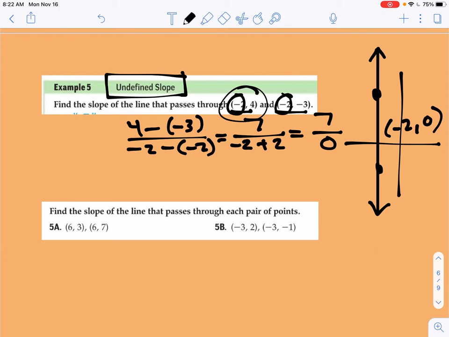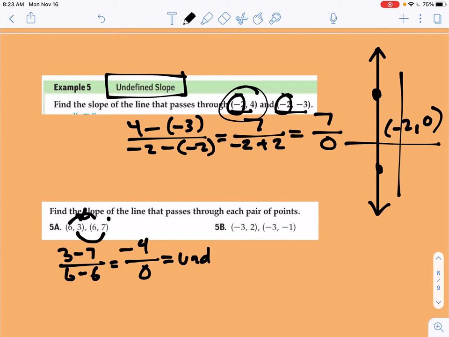For these examples that they give, they're both examples of undefined slopes and what they might look like. You always start with your y's. So let's start with 3, so we'll do 3 minus 7. I'm just doing this minus that. Then I'm going to do my x's, so 6 minus 6. Anything minus itself is 0. 3 minus 7 is negative 4. So again, you get undefined, right? It's undefined. You cannot find it because you cannot divide by 0.